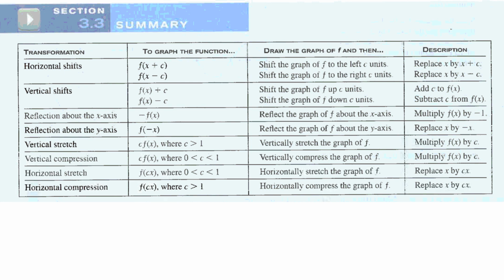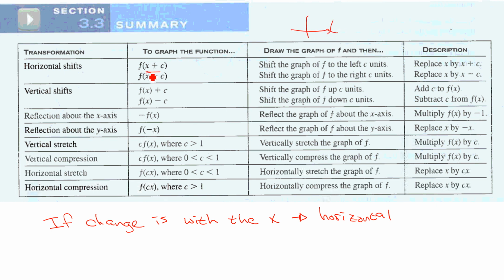So here is our cheat sheet. These are the things you want to remember. To summarize, if the change is with the x, then it's horizontal. Because if we draw a coordinate plane, the x-axis is horizontal. So anything dealing with an x, like here, or down here, where we see a negative with the x, that's going to be horizontal.